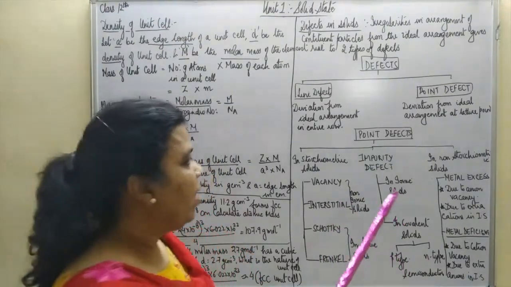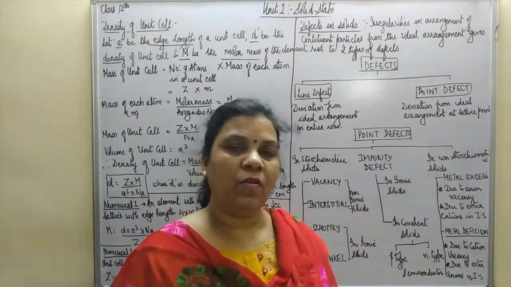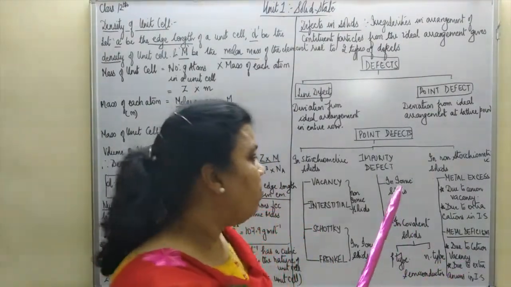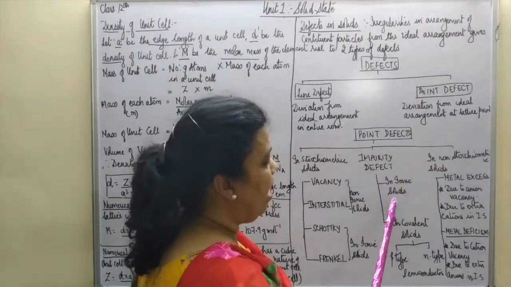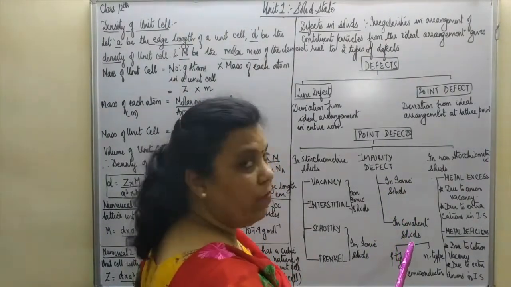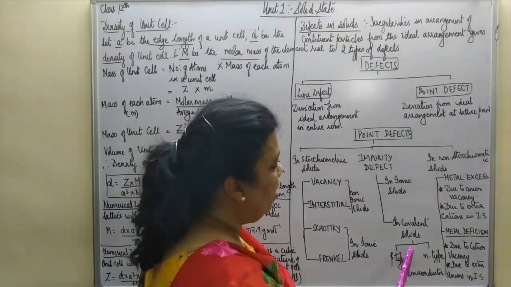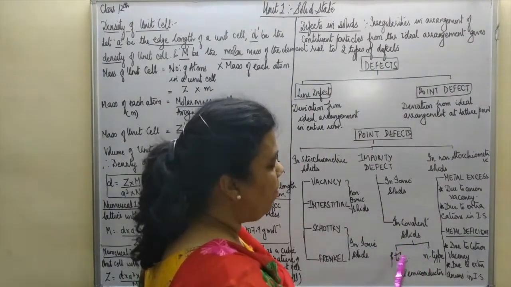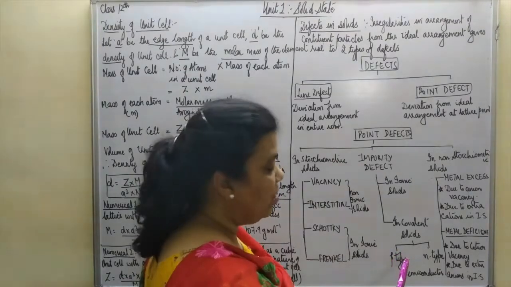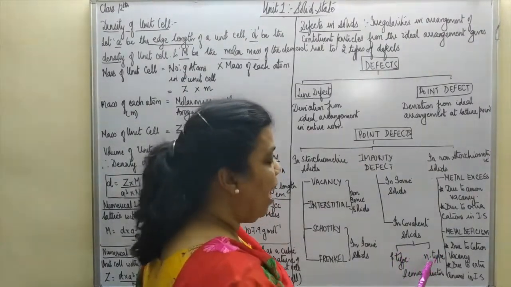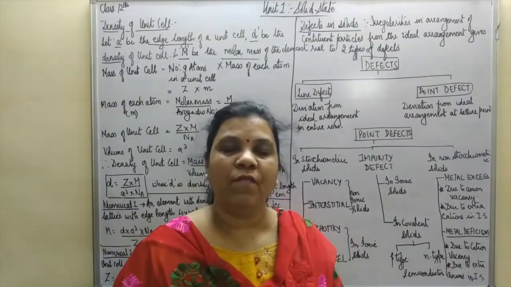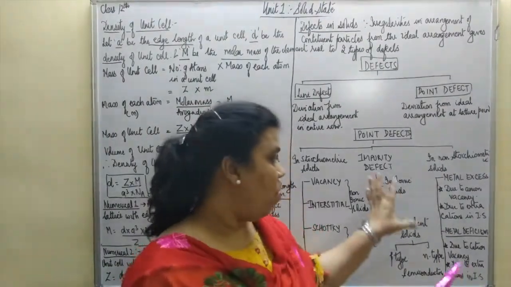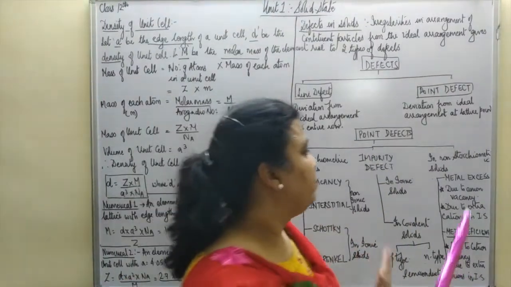Impurity defect, as I just told you, arises as a result of addition of impurities to the solids. And there are two types, those exhibited by ionic solids and those exhibited by covalent solids. Here we will learn about the two types of semiconductors: p-type, which is formed by addition of impurities of group 13 to group 14, and n-type, which is formed by addition of impurities of group 15 to group 14. Everything we are going to study in detail.